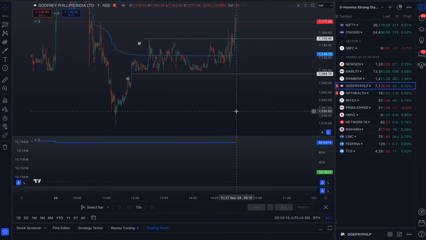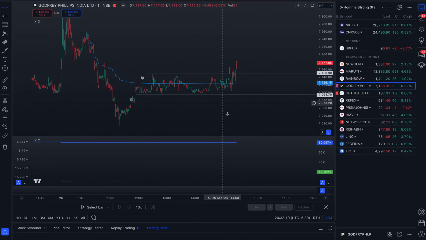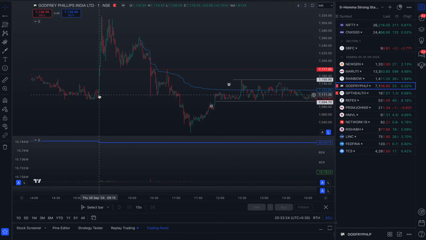Godfrey Phillips, this is a good one, because I actually traded this today, and I traded the reversal. Okay, so see, what happened in Godfrey? Godfrey opened pretty strong.